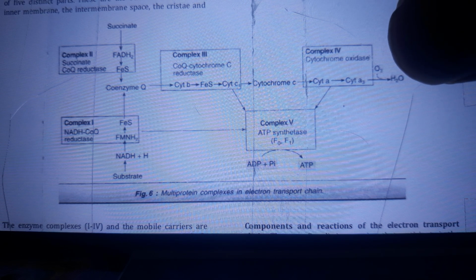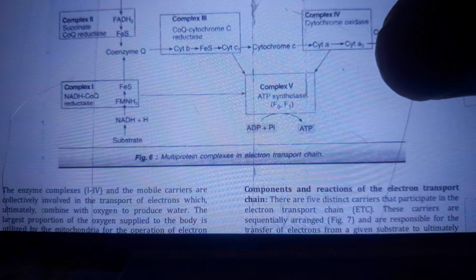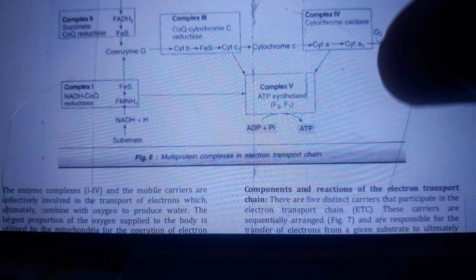The inner mitochondrial membrane can be disrupted into 5 distinct respiratory or enzyme complexes, denoted as complex 1, 2, 3, 4, and 5. The complexes 1 to 4 are carriers of electrons, while complex 5 is responsible for ATP synthesis. Besides these enzyme complexes, there are certain mobile electron carriers in the respiratory chain. These include NADH, coenzyme Q, cytochrome C, and oxygen.